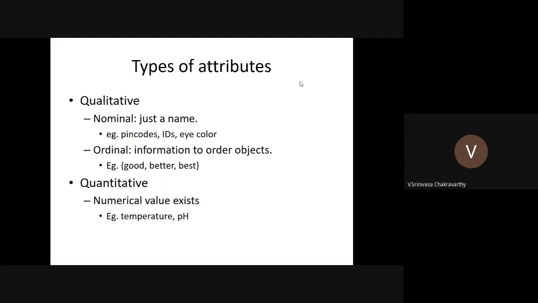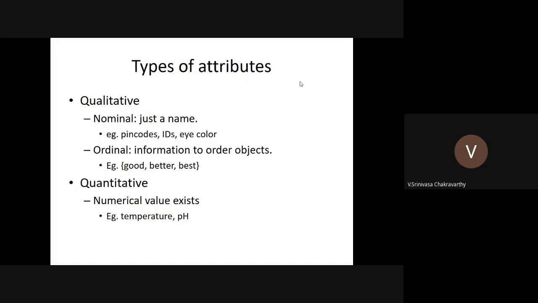So in an ordinal case, here again you have labels, and they are essentially qualitative, but there can be an ordering among them. Like for example, good, better, best. You cannot put numbers on it, but you can see that conceptually, good is less than better, which is less than best. So these are called ordinal type of qualitative attributes.